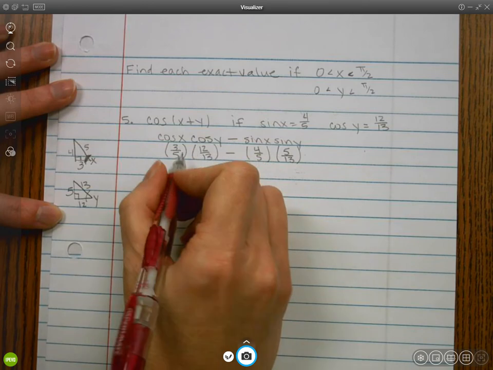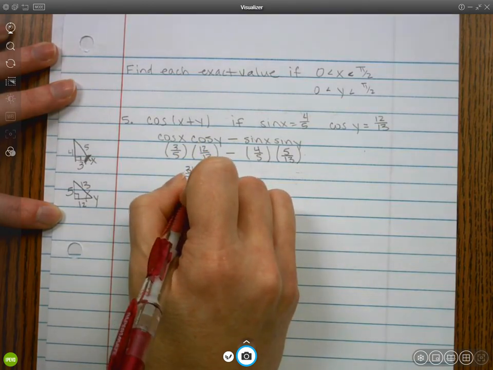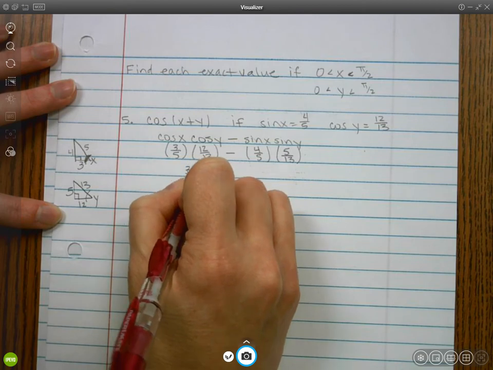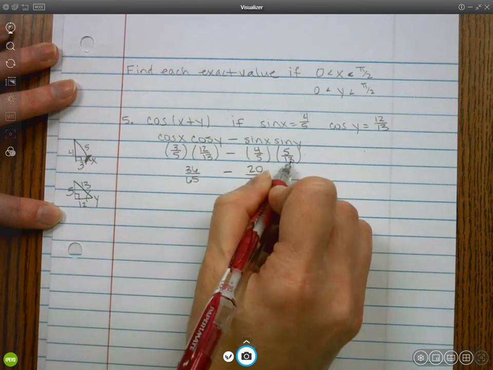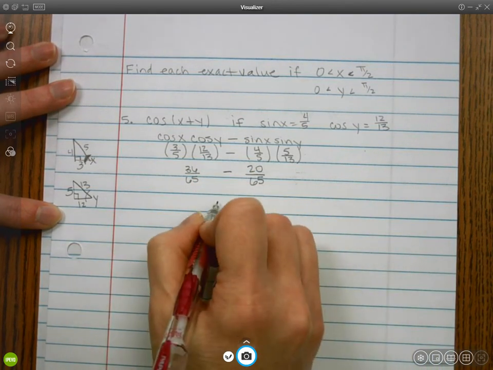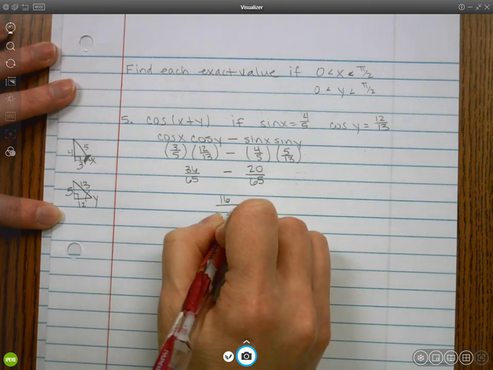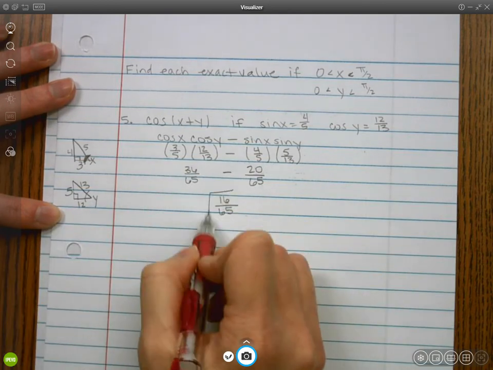All right, so now it's just a matter of multiply. So what is that, 36 over 65? And then here we have 20 over 65. And these are going to generally work out nice and pretty, common denominators, nothing difficult to look at. You subtract, you get 16/65, and you are done.